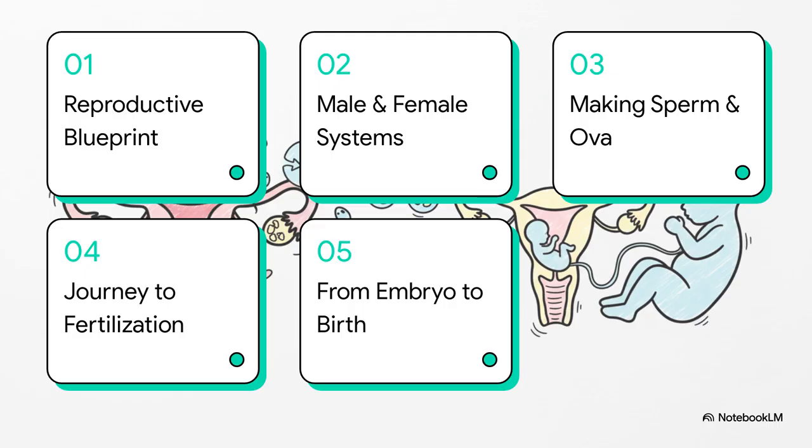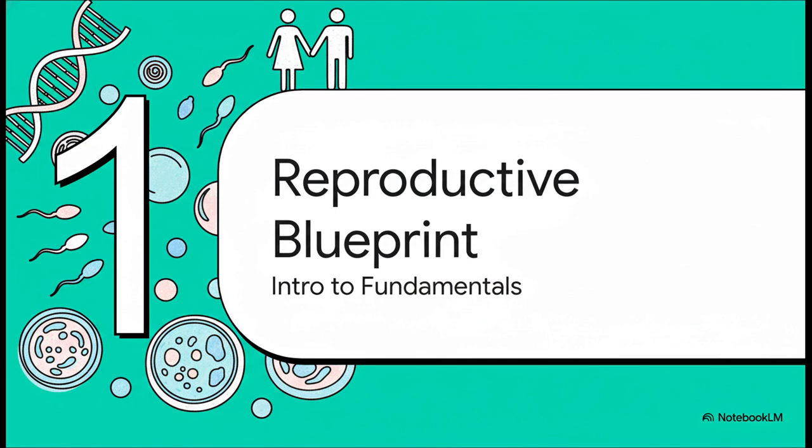First, we'll look at the basic blueprint of how we reproduce. Then, we'll get to know the key players, the male and female systems, and how they create the actual building blocks, the sperm and the ova. After that, we follow the amazing journey to fertilization and see how a single cell grows all the way to birth. So, before we get into all the nitty-gritty details, let's just set the stage a little bit and look at the fundamental way humans reproduce.